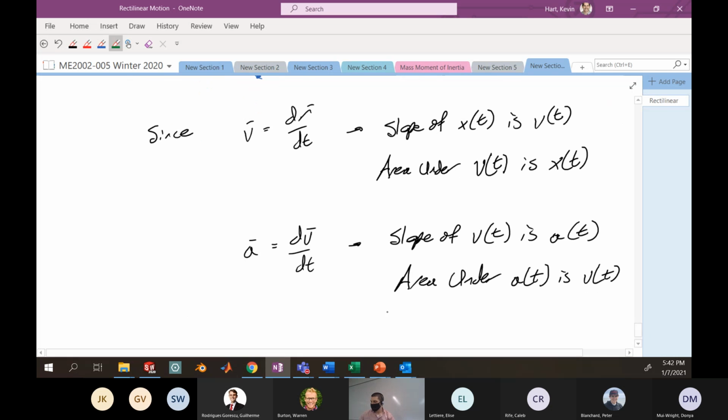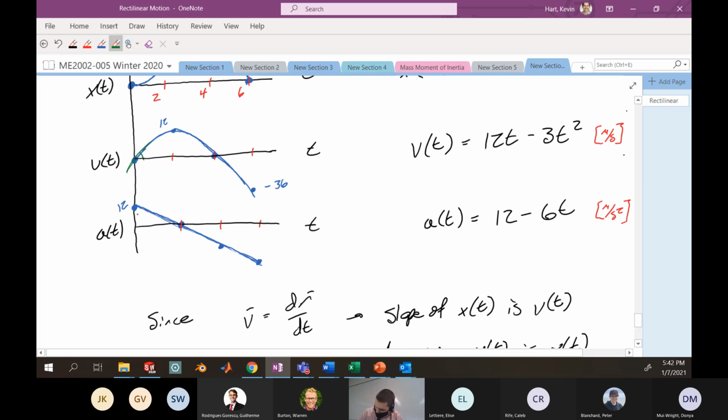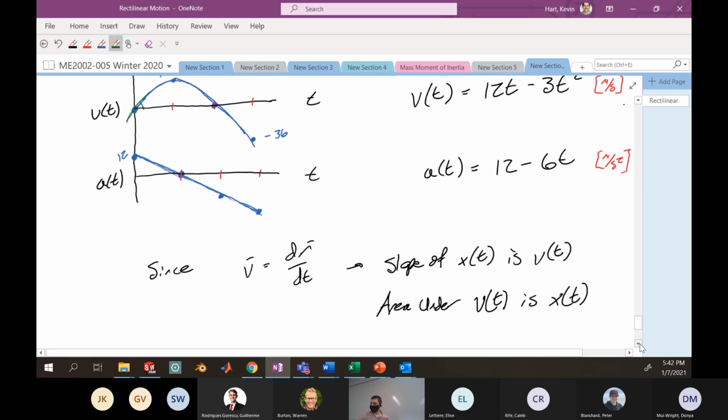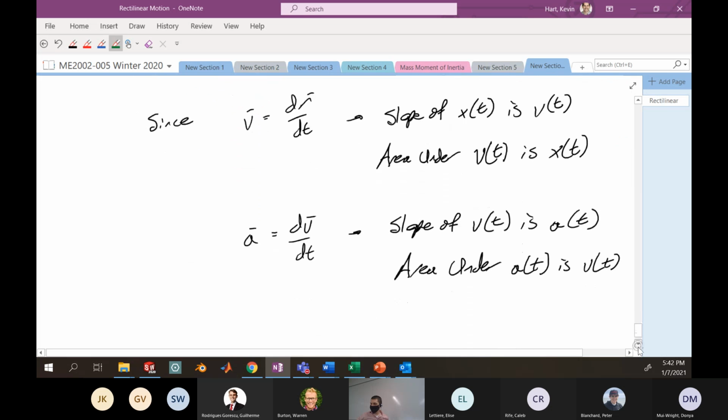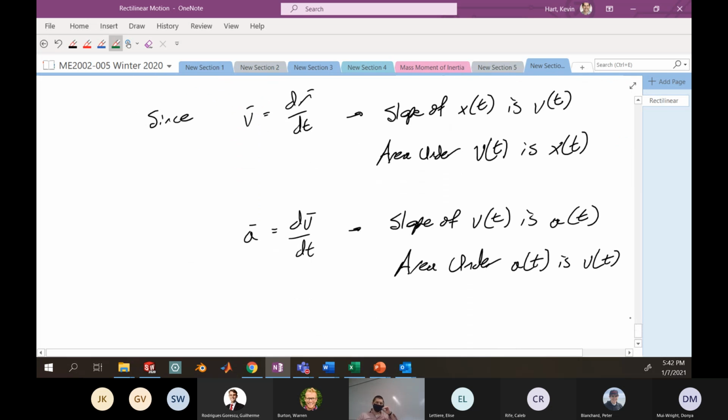Area under AT is VT. So here, positive area, positive area, positive area, so we're adding generally to the velocity. And then as we start to contribute negative area under the curve, our velocity begins to fall. Always having these relationships. It's just a cool thing to see actually worked out graphically. All right, I think we'll stop here for today.